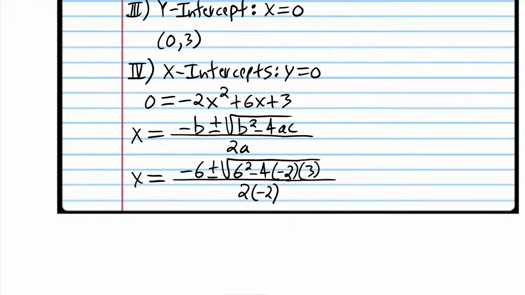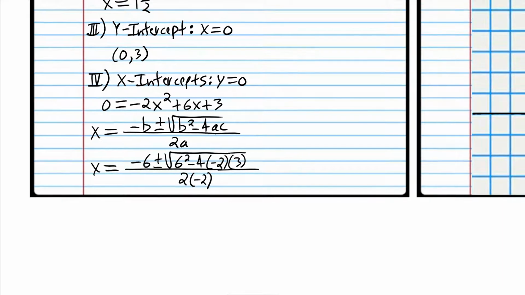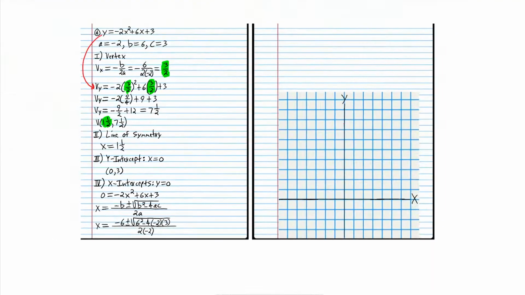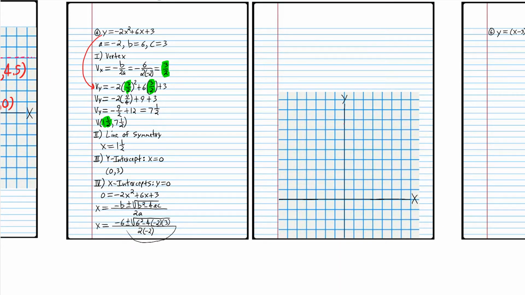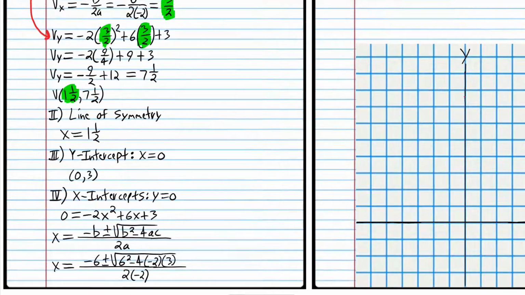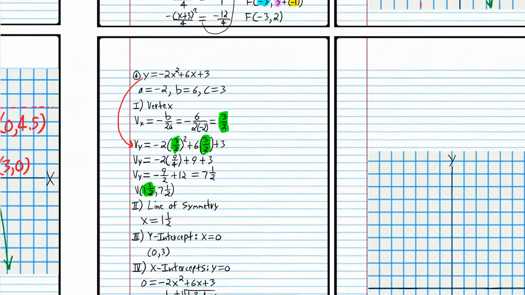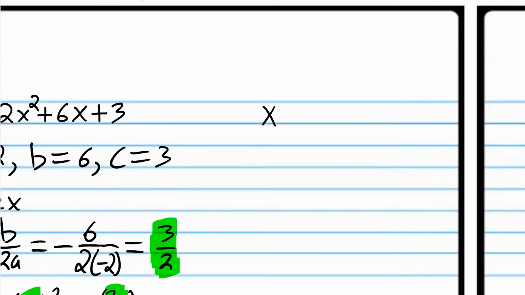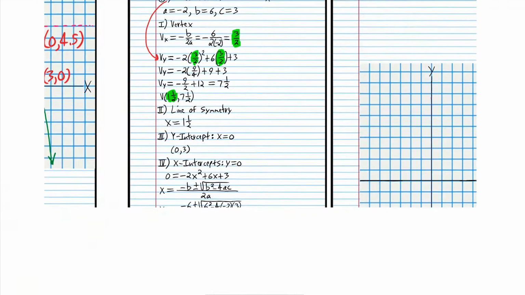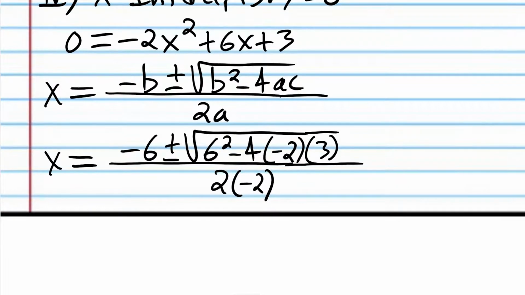And all we have to do is just simplify this big old purple formula, or the purple expression here, and then we have our x-intercepts. But we're out of room, so of course we're going to go up. So x is equal to negative 6 plus or minus, and now this part here, 3 times negative 2.